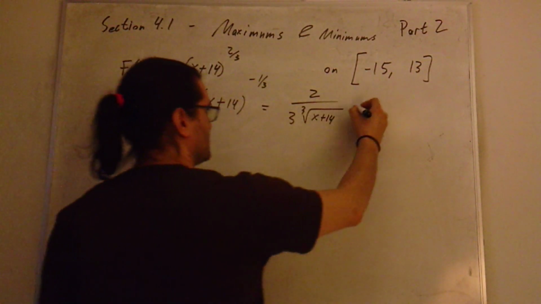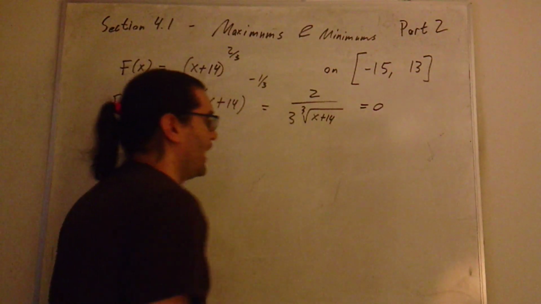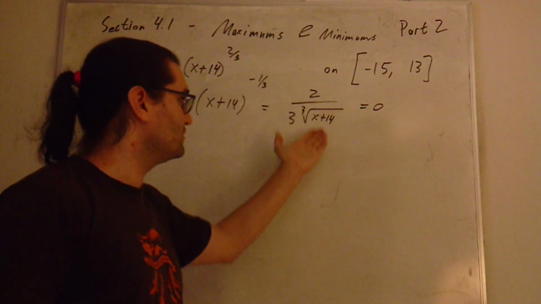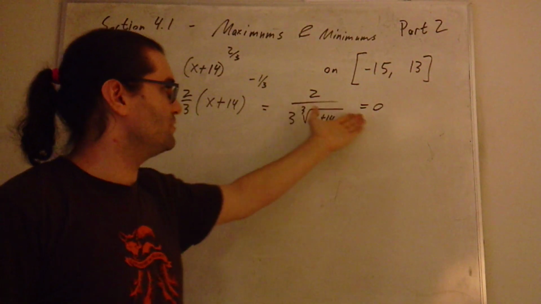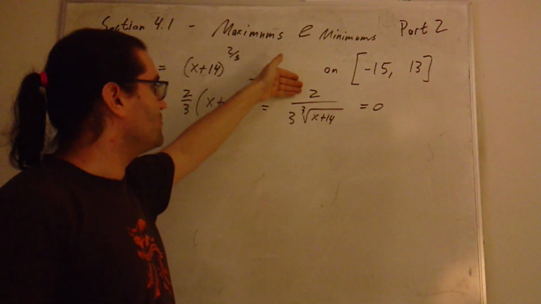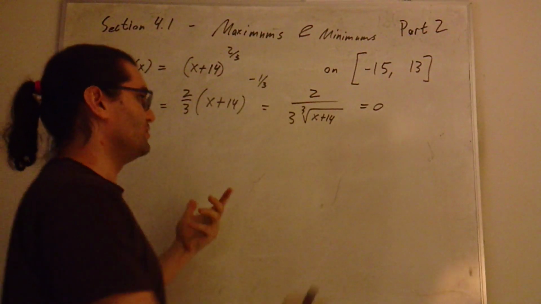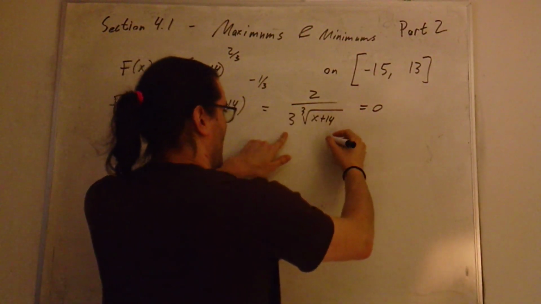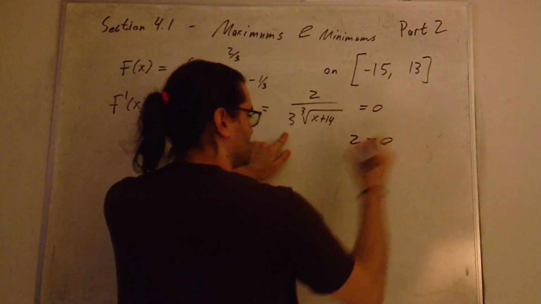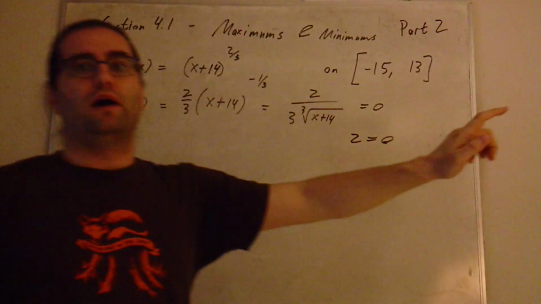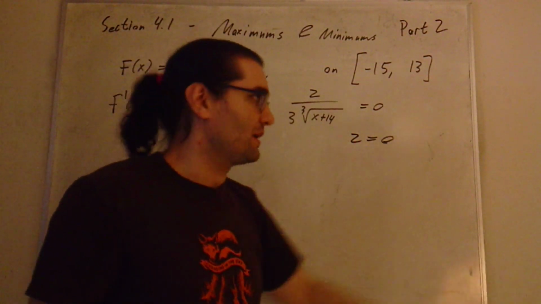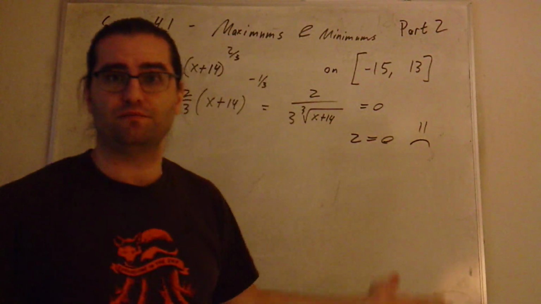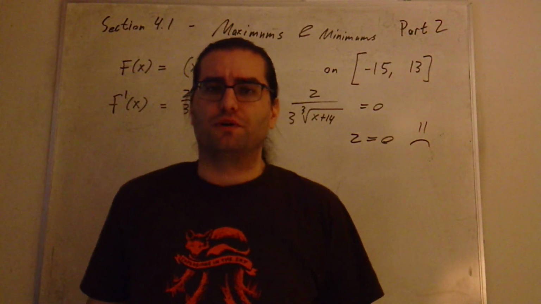And we need to set this equal to 0. As we all know from our work in pre-calculus, if we want a fraction or a rational expression to be equal to 0, we need to set the numerator equal to 0, which you can also accomplish by multiplying both sides of this equation by the denominator. That would give you 2 equals 0. And hopefully we can all recognize that this has no solutions. This is no good. So what do we do when there's no critical points?